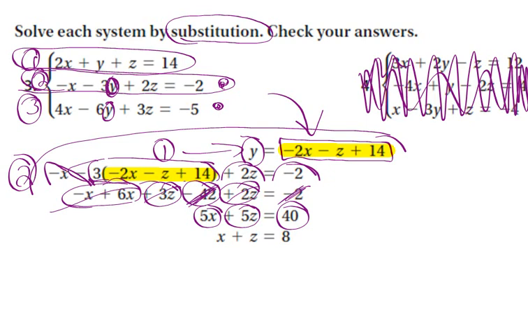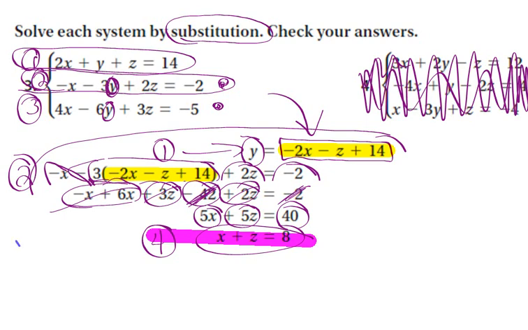Now we have 5x plus 5z equal 40. Well, let's simplify. Divide everything by 5, and what do we get? X plus z equal 8. So now we've got a beautiful simplified equation out of equation 2 by substituting that y. So we're going to call this equation 4. Okay, I'm going to highlight this with a bright pink. Alright, so there's our equation 4. Now we need to do the same thing with equation 3.